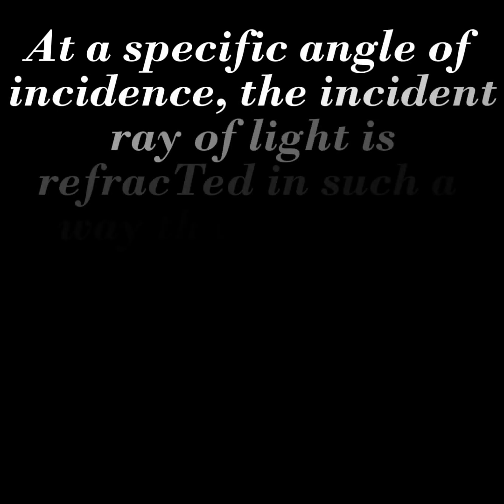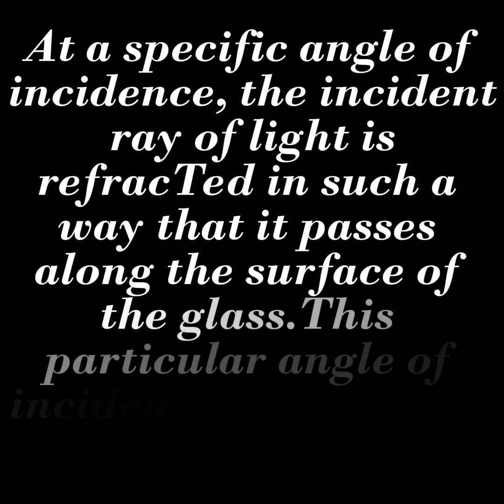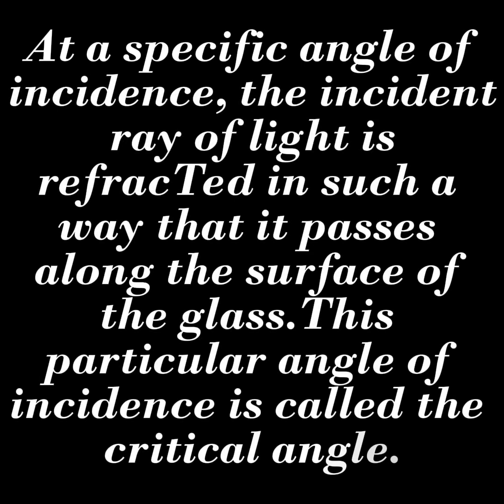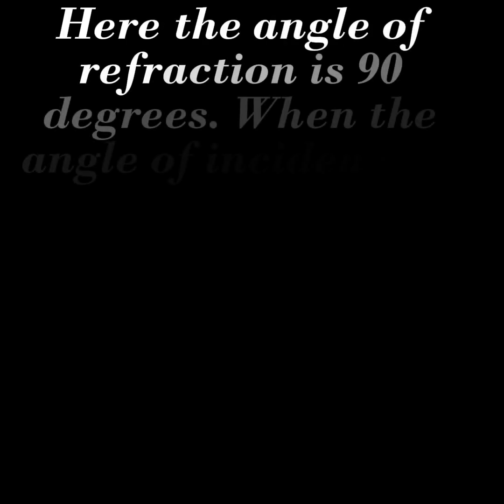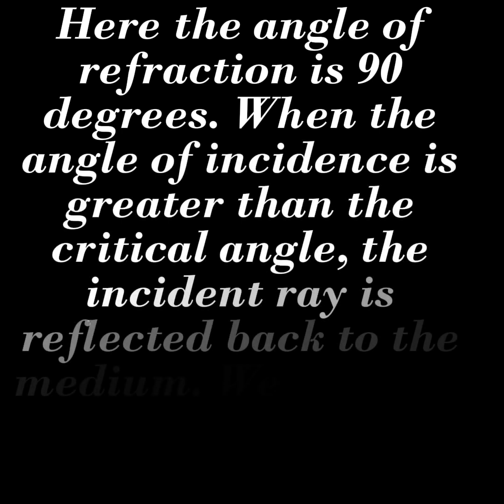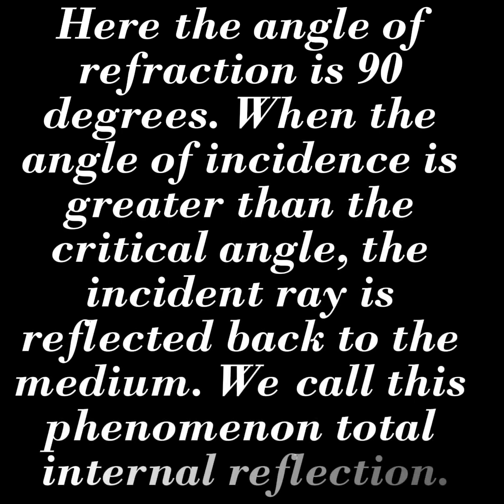At a specific angle of incidence, the incident ray of light is refracted in such a way that it passes along the surface of the glass. This particular angle of incidence is called the critical angle. Here the angle of refraction is 90 degrees. When the angle of incidence is greater than the critical angle, the incident ray is reflected back into the medium. We call this phenomenon total internal reflection.